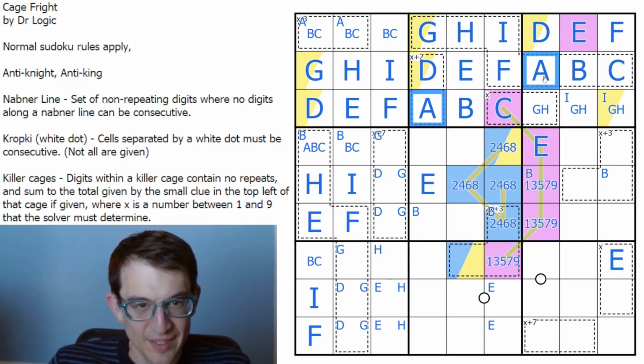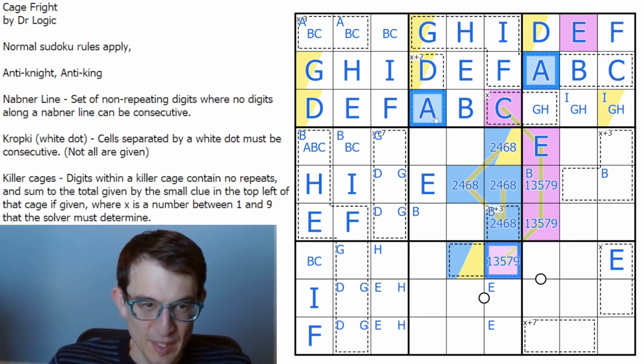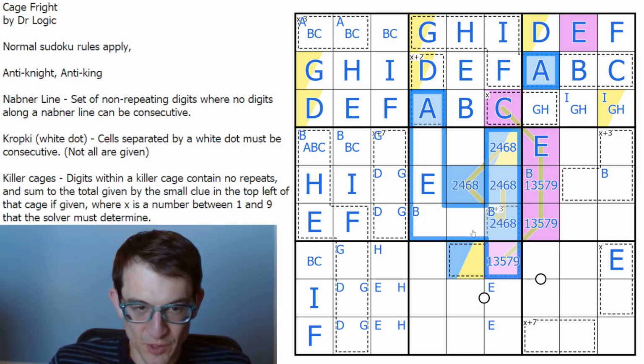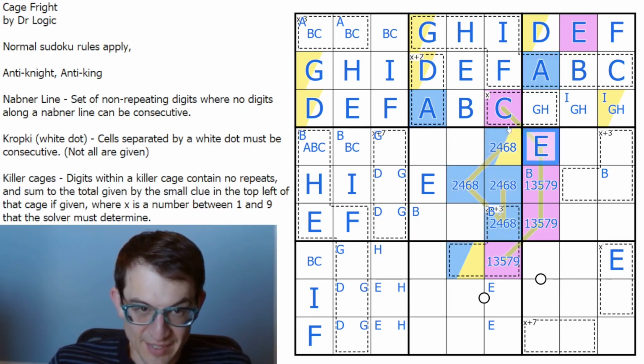What about A? Can A be odd? Yes, it can be there. And if that were true, wait, no, because then where would A go? Okay, A is even actually. So that's big. Why is A even? If A were odd, then on the odd Nabner line, all of these are seen by this A, so that has to be A. But if these two are A, where does A go in box 5? It can go here by Sudoku, here by anti-king, or here by anti-knight. So that breaks. So A is not odd, A is even.